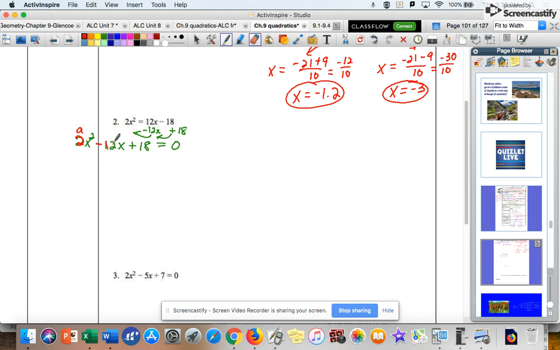Our b value is negative 12. Don't forget that subtraction sign goes with that. And our c value is 18. Okay? So let's plug it into the quadratic formula.